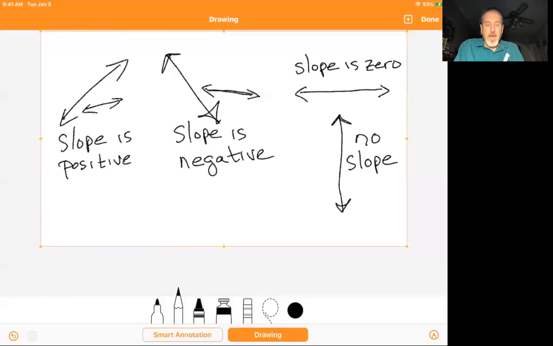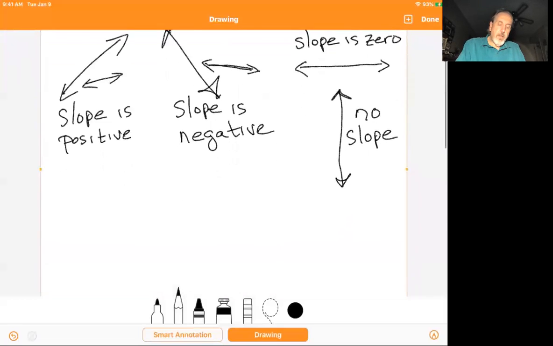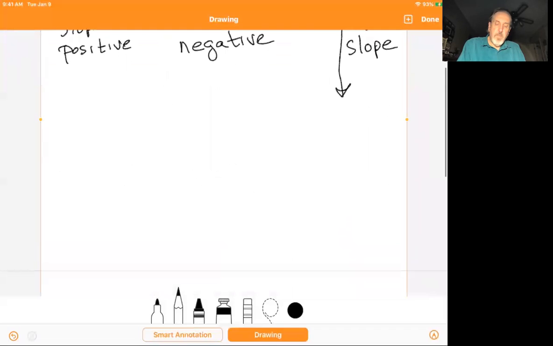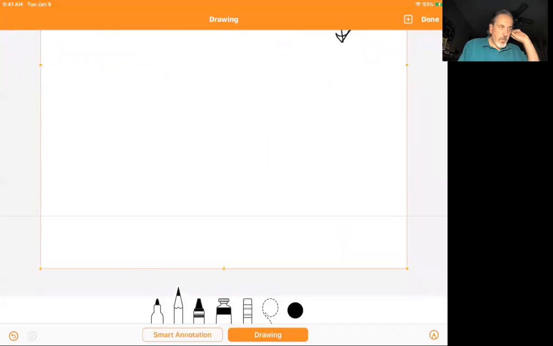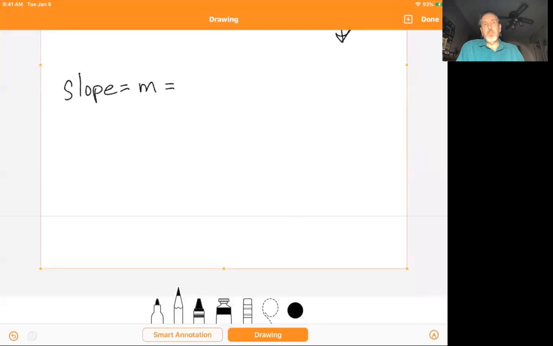So how do we find the value of a slope? How do we determine mathematically what that number is? Well, the way that we do that is we use a formula for slope. By the way, the letter that we use to represent slope is the letter M. The reason for that is that the French word for slope, which I don't know offhand, starts with the letter M. One of my students figured that out a few years ago.